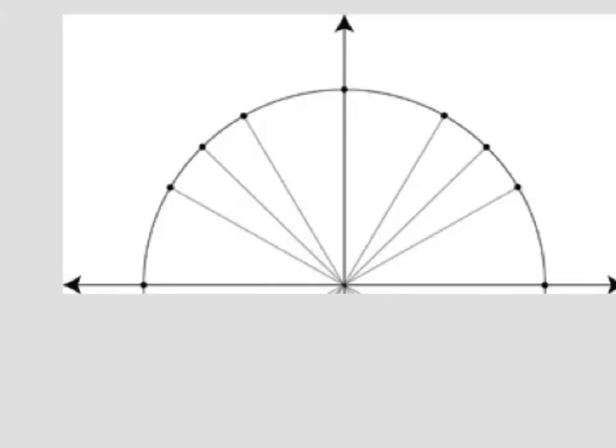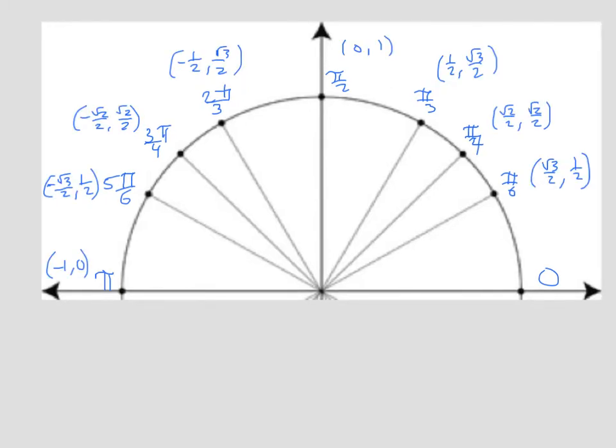Then for cosine inverse, we are only going to look at a range of 0 to pi, which is going to be the top half of our unit circle. All positive angle values this time, so we would have pi over 6, pi over 4, pi over 3, pi over 2, 2 pi over 3, 3 pi over 4, and 5 pi over 6 would be the angles. And then you can go ahead and fill in your ordered pairs too. And there are your coordinates.